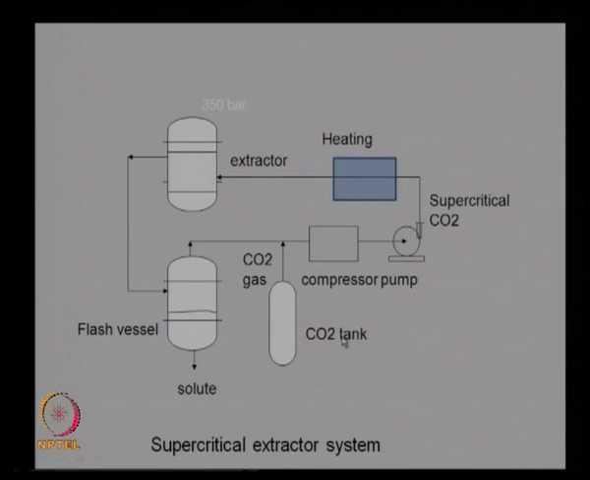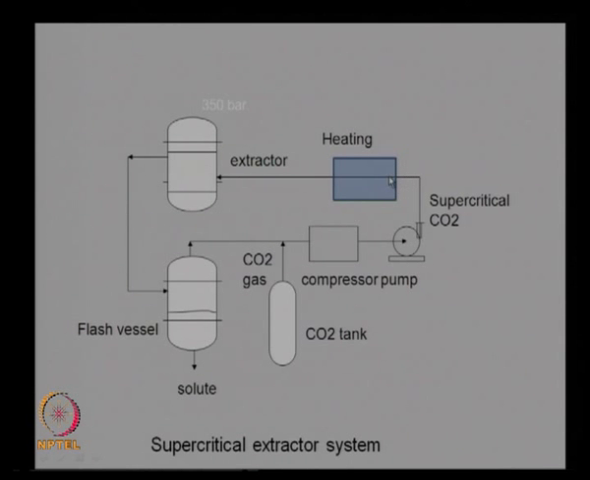This is a typical schematic diagram of a supercritical extractor system. We may have a CO2 tank, a series of large cylinders containing CO2, then you have a compressor. I compress the CO2, then you pump. Initially you have CO2, and it becomes a supercritical fluid after compression. Then it is pumped. You may need to heat, depending upon the type of extraction operation that is being carried out.